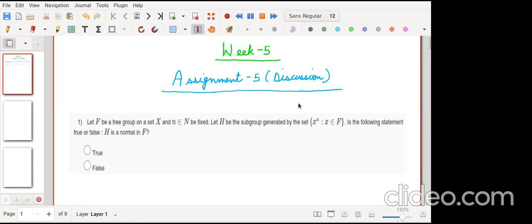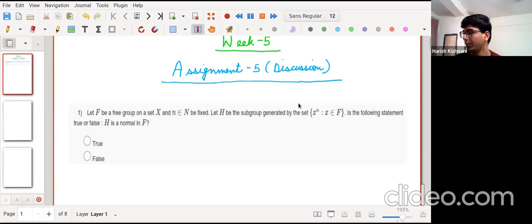Yes, sir. Okay. So I think you have already seen the question, and probably you might have already started trying it. It says, let F be a free group on the set X, and N is a natural number which is fixed, and H is a subgroup generated by all nth powers of the elements of F. So is the following statement true or false? The statement is whether H is normal in F or not. So maybe if you want, you can try for some time, or if you have any hint how to do that.